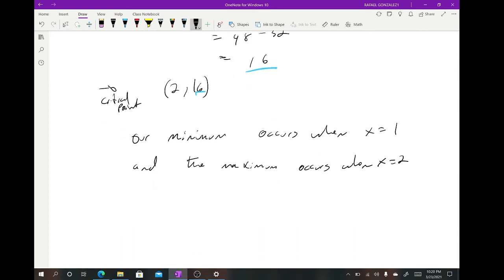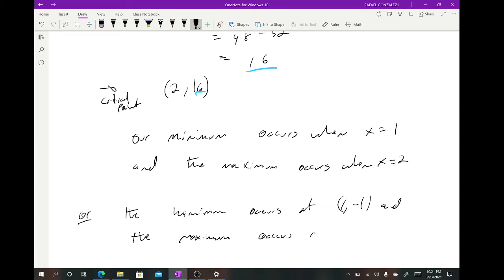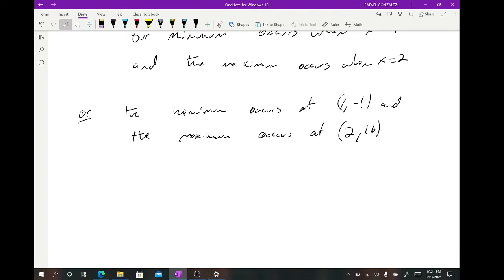Alternatively, you could say, and again you could say the relative minimum, I'll just say the minimum. The minimum occurs at -1, -1, and the maximum occurs at 2, 16. Okay, so that's one example.